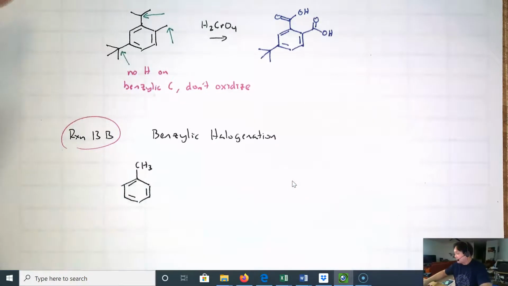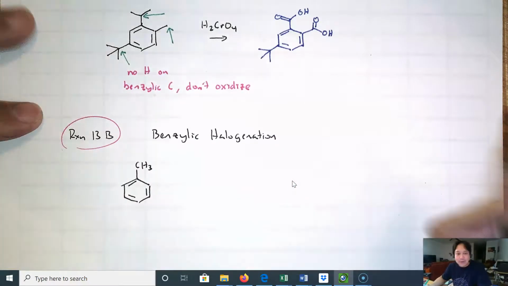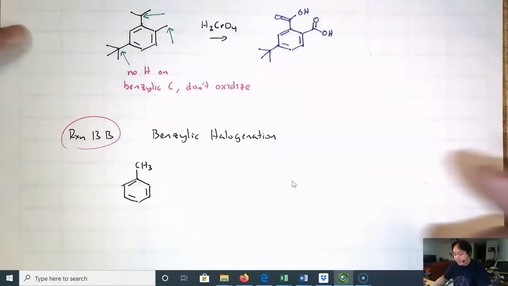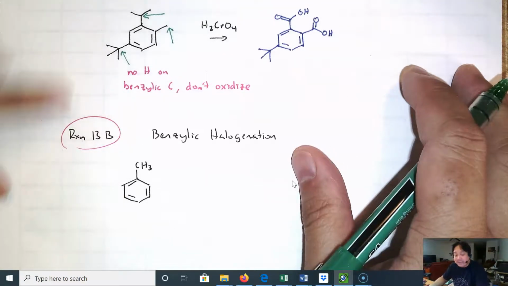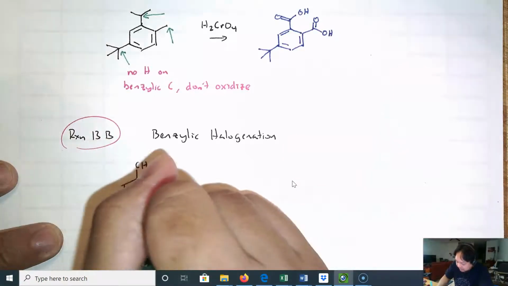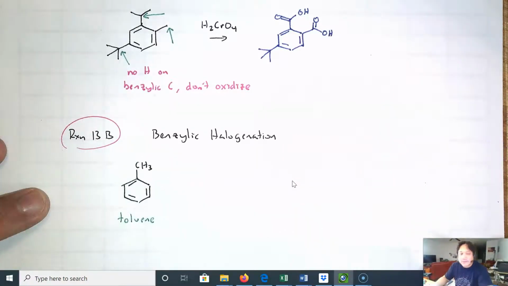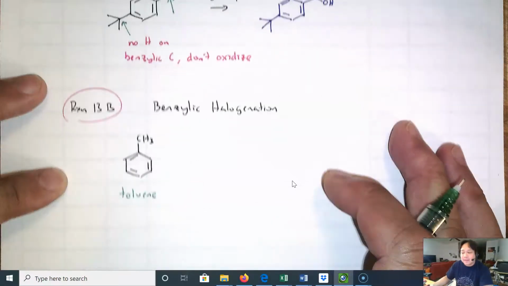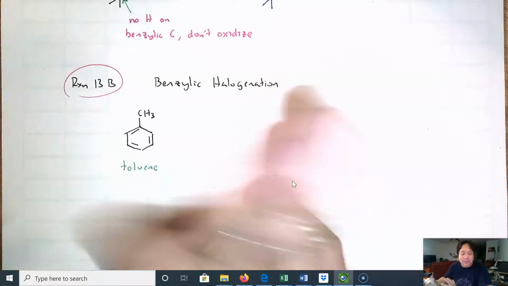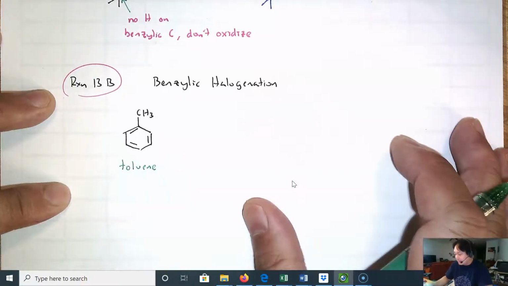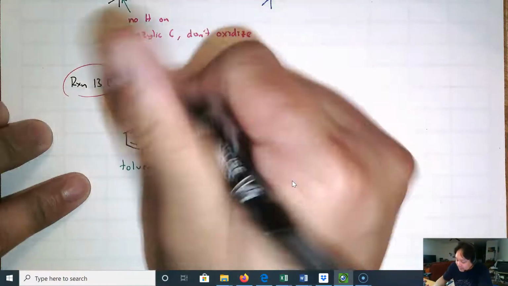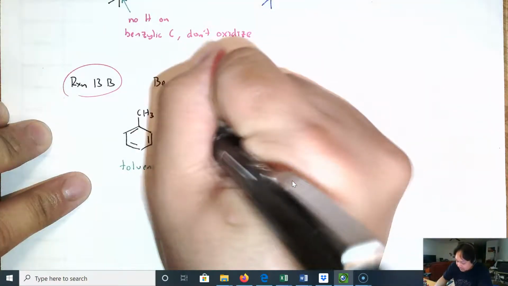Oh, by the way, I didn't do any nomenclature for this unit. It would be nice that you know that when you have a benzene ring with a methyl group, this is called toluene. It's a popular solvent in the organic lab because it's very nonpolar, so it could dissolve a lot of nonpolar molecules.